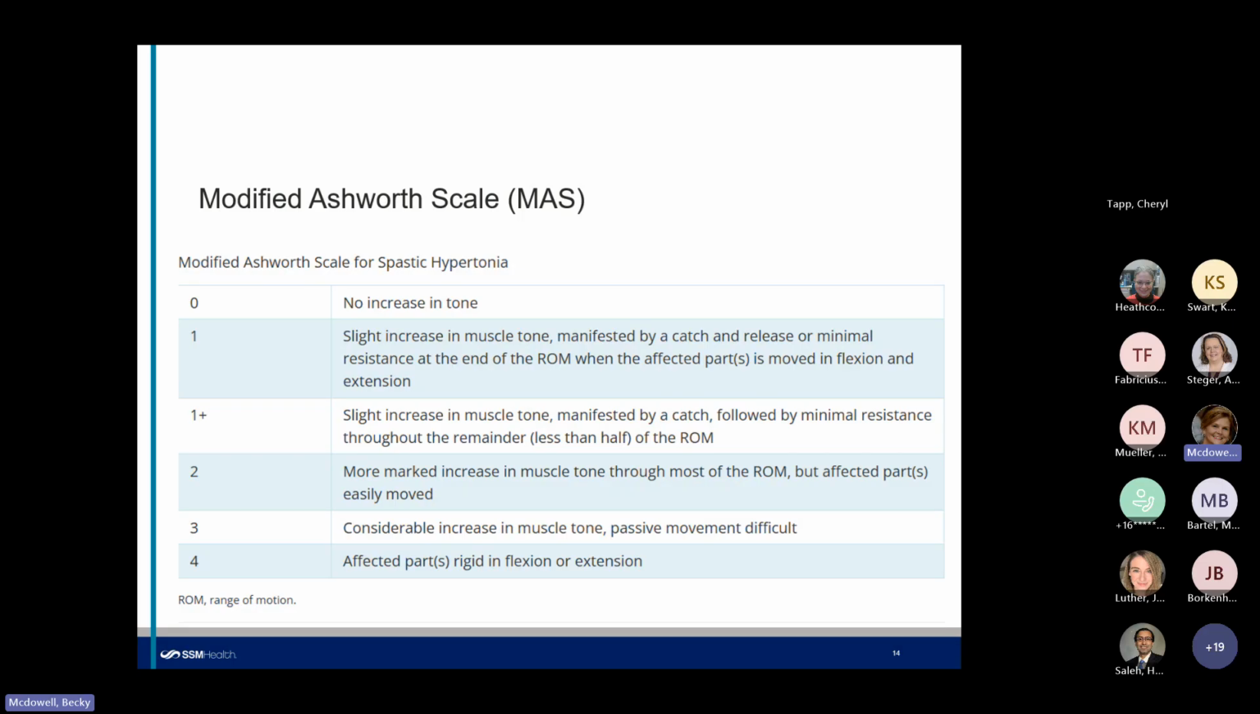A 1+ is a slight increase in muscle tone manifested by a catch followed by a minimal resistance throughout the remainder or less than half of the range of motion. A 2 is more marked increased muscle tone throughout most of the range of motion. A 3 is considerable increase in muscle tone, and you might also see tone with just slow passive movements. And then the 4 is rigid and stuck in flexion or extension, and it's going towards a contraction, or it might already be in a contraction.